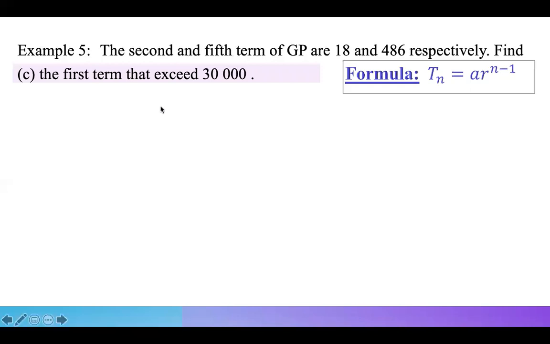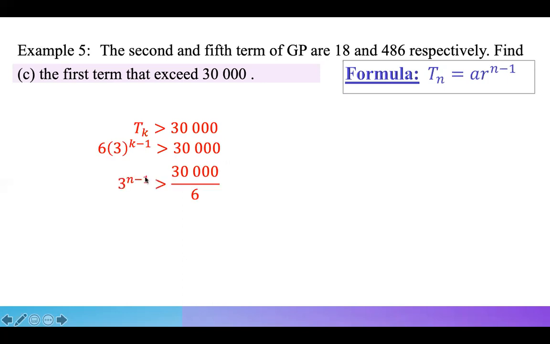So if you use the formula, it will be TK equals to 30,000. So K is your which term? The first term. The first term is not the 6 that we get, because our first term is 6, impossible to be more than 30,000. The first term here means which term K that is bigger than, exceeds 30,000. So just apply the formula. We put in what is A, what is R, like this. 6 times R to the power K minus 1 bigger than 30,000. So 30,000 divided by 6. So you get 5,000, right?